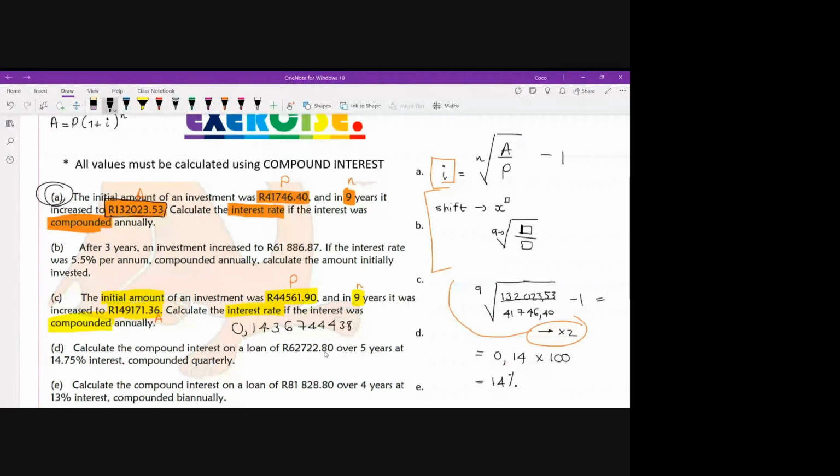So what I recommend you do, as soon as you have this answer, automatically click times 100. So don't round it off just yet. First click times 100. So my answer after I multiply by 100 would be 14,36744. Then I would round off to 2 decimal places. So my interest rate would actually be 14,37. That's where I would round off to 2 decimal places. So my answer is 14,37%.